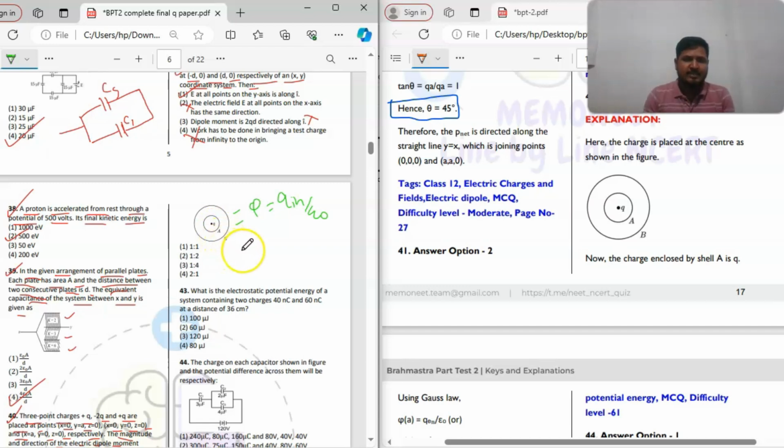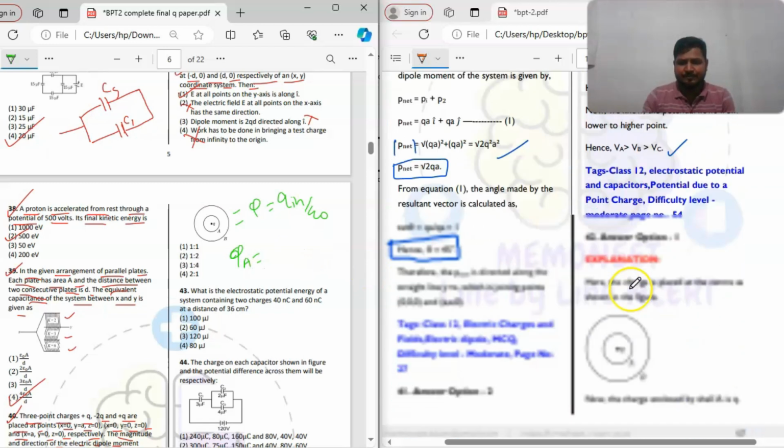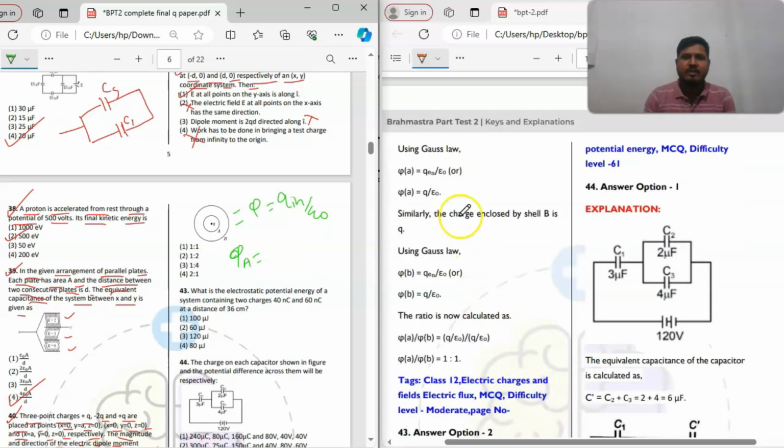Suppose this is A and this is B. So what is phi A? Phi A will be equal to how much? Tell me. Phi A will be equal to Q by epsilon naught, because inside A, how much charge is there? Only Q charge is there. That is, phi is equal to Q by epsilon naught.